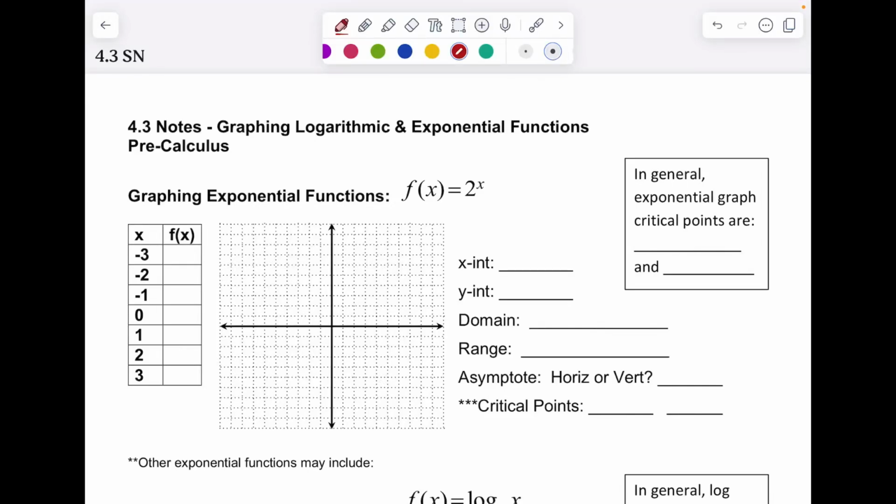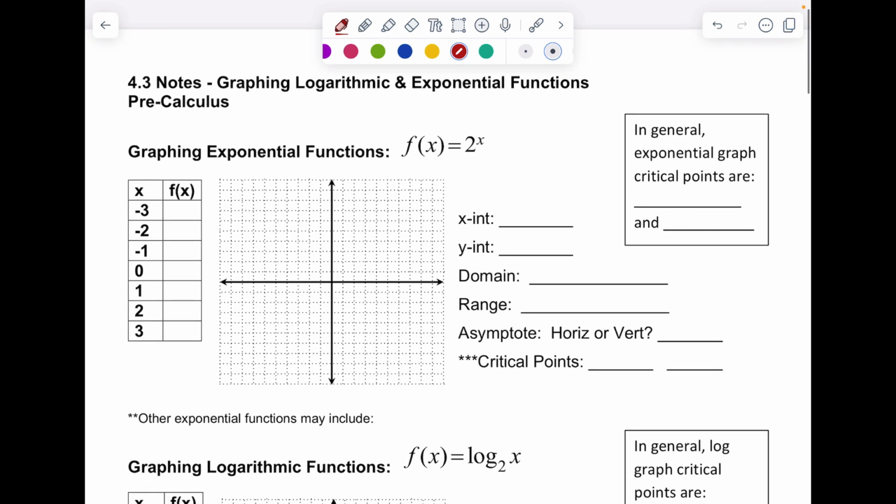This is all about graphing logarithmic and exponential functions. We're going to jump right into this with our parent functions. We start off with our exponential parent function. Remember, it's a base to a power. In this case, we're going to be working with a base 2.